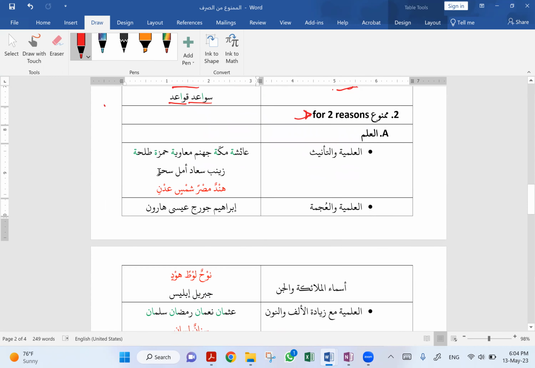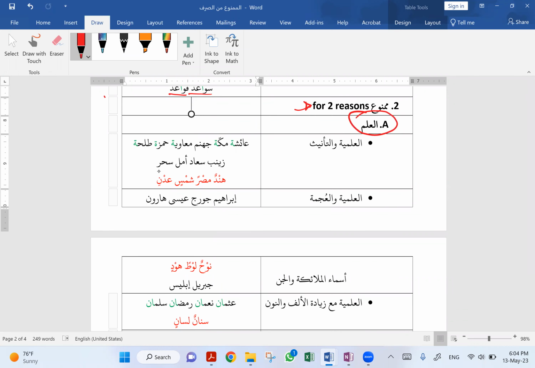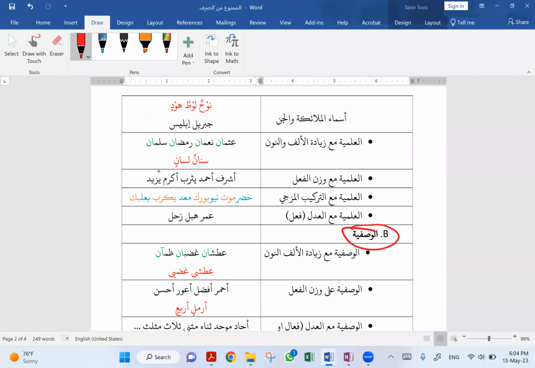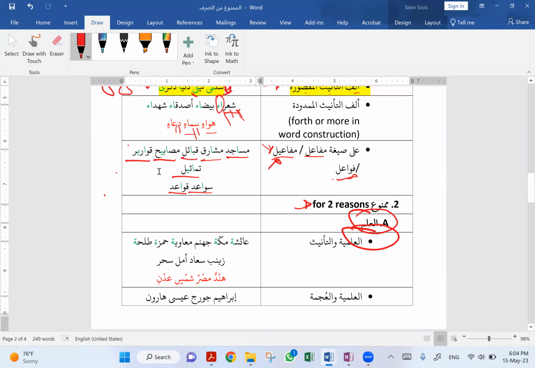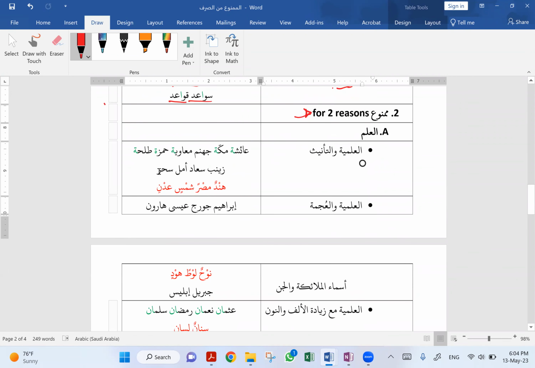Great. So then we go to the second category. This category is mamnu' min as-sarf because it has 2 reasons. Not just 1 reason like before, it has 2 reasons. And then it's also categorized into 2. So we have part A, which I'm calling alam, and then part B, wasfiyya. So there are 2 of those. Okay, so those are the 2 parts.